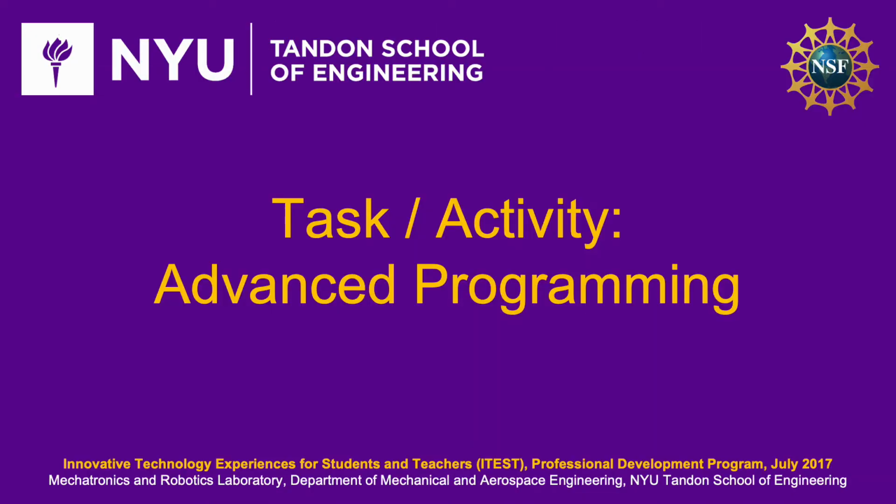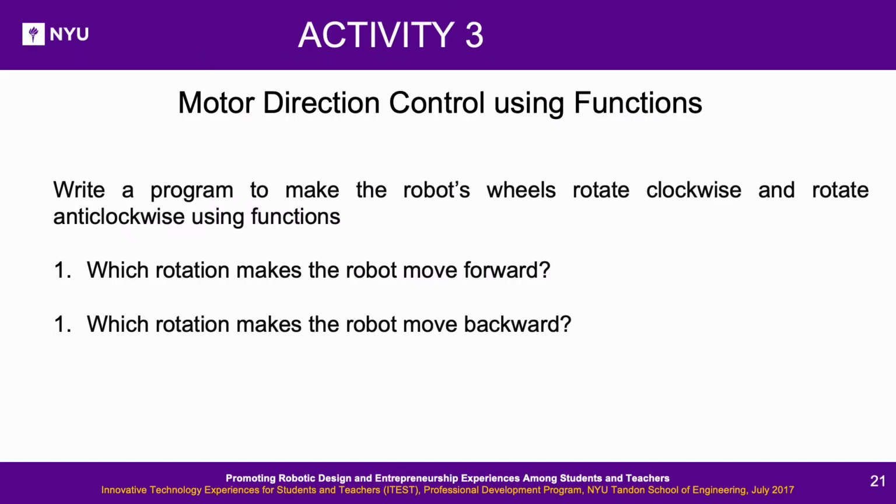Activity. Advanced programming exercise. Activity 3. Motor direction control using functions. Write a program to make the robot's wheels rotate clockwise and rotate anti-clockwise using functions. Which rotation makes the robot move forward? Which rotation makes the robot move backward?